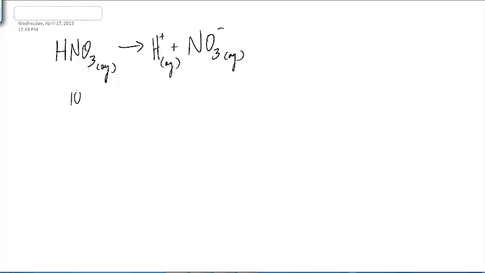I have 10.0 milliliters of a 0.0150 molar HNO3 solution. I'm going to take my molarity and my volume, and figure out the number of hydrogen ions. I'm going to do it in the units moles.